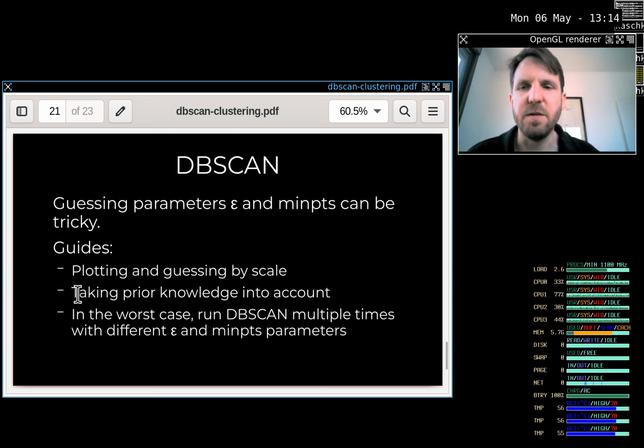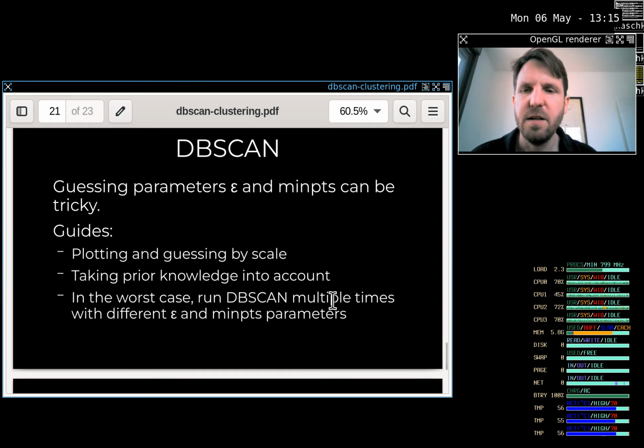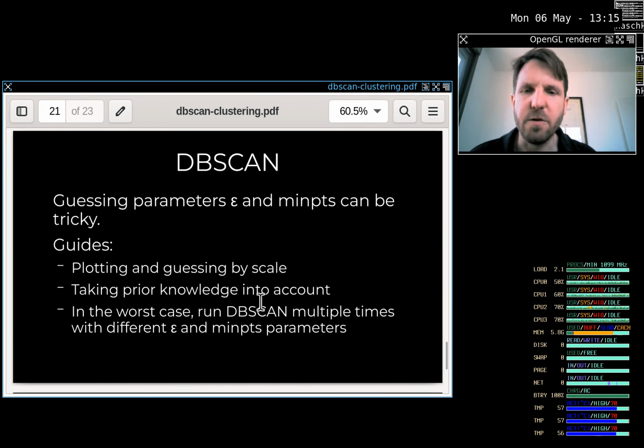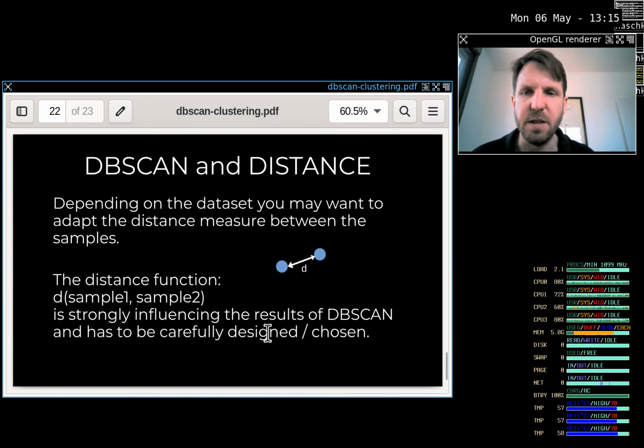Yeah, these are things that one can do. And this is basically what I say here: taking prior knowledge into account, or calculating this prior knowledge by calculating the mean distances between the data points. For the mean distance, of course, we will go into it later. The distance, as you can imagine, is very important with DBSCAN, and there's of course a question of how you measure this distance. In the worst case, of course, you can run DBSCAN multiple times if you have the compute power and if your dataset is not too big.